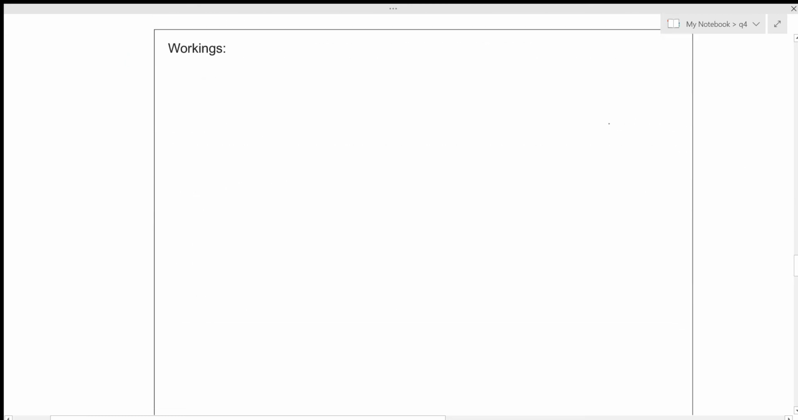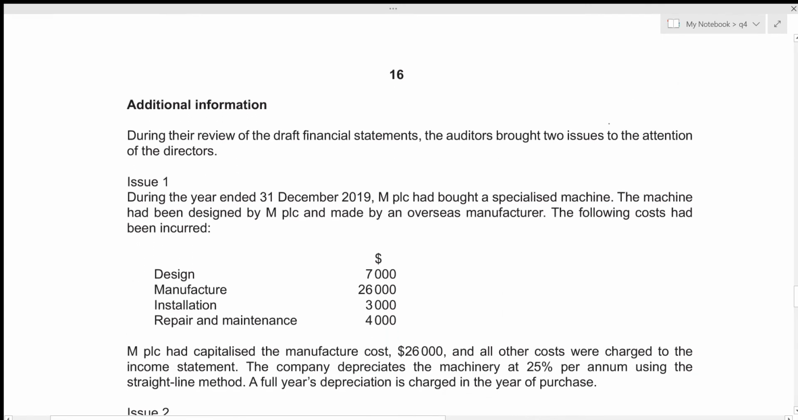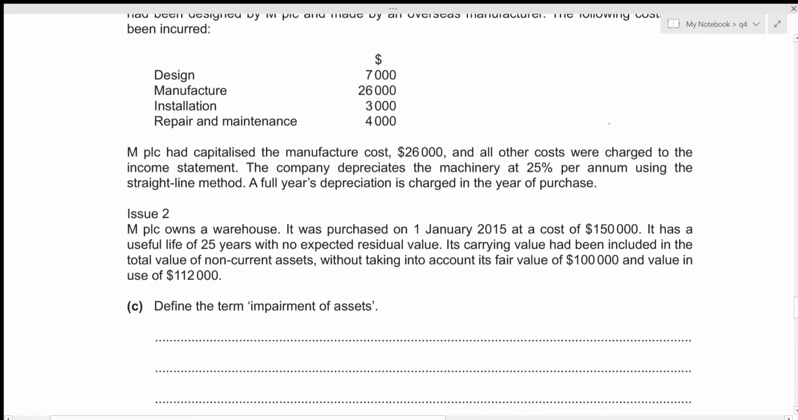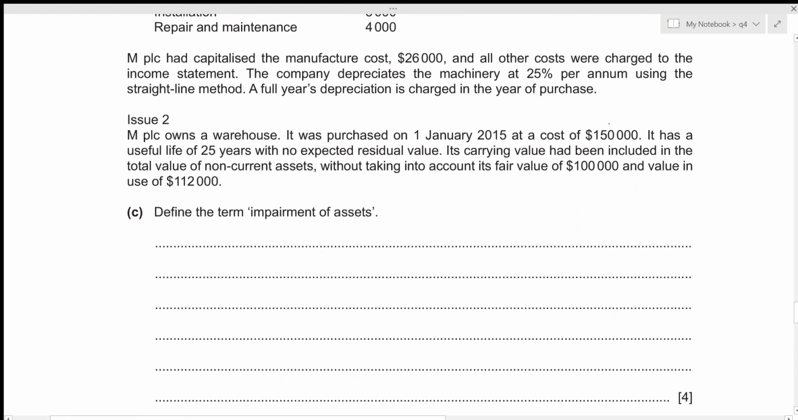Alright, we were given the working section right here, so instead of scribbling all over the question paper like I did, you guys should be mentioning all of your workings in this particular box. Then we are given additional information. Okay, let's have a look at our third question. First, we need to define the term impairment of assets. And we know that the impairment of assets is given in our International Accounting Standards 36, right? And it defines that an asset is impaired when the carrying amount of the asset is greater than its recoverable amount, right? So let's write it down.